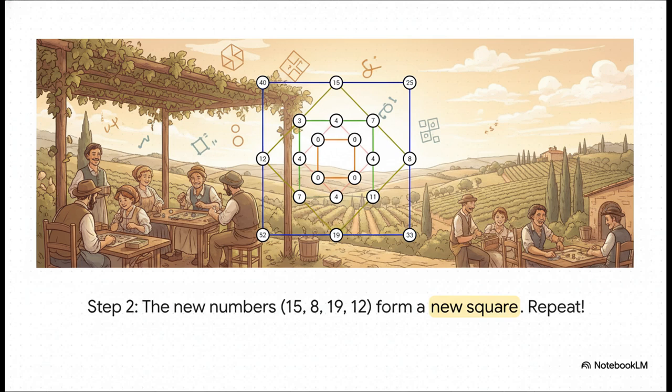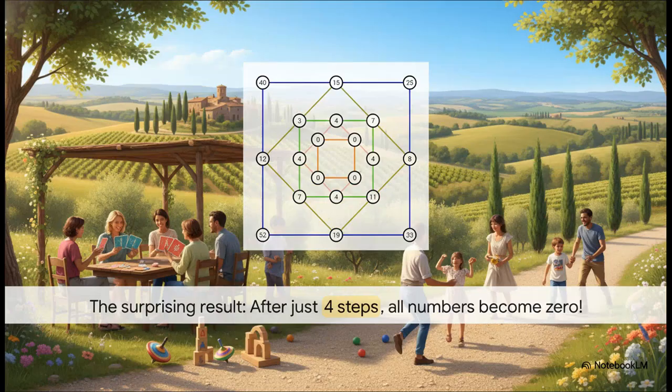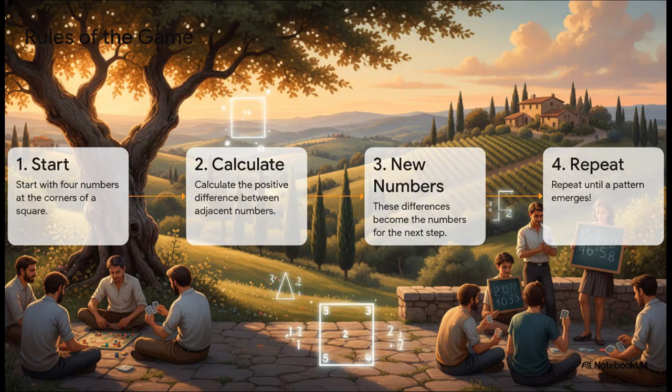So, what now? Well, we just do the exact same thing all over again. We just keep on repeating this process. Find the differences, make a new square, and go again. If you follow the diagram as it spirals inwards, you can actually see the numbers getting smaller with each step. And then, something pretty amazing happens. After just 4 steps with this set of numbers, we land on a square of all zeros. 0, 0, 0, 0. And that's it. Game over.